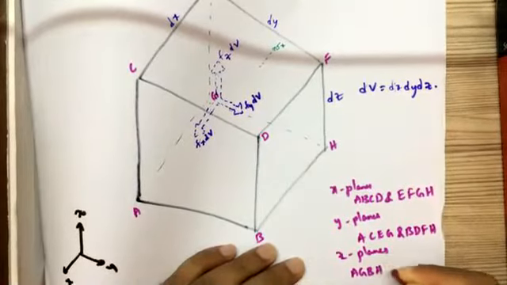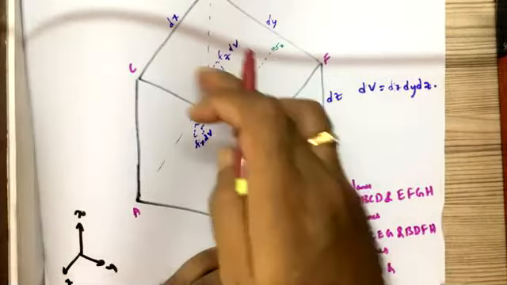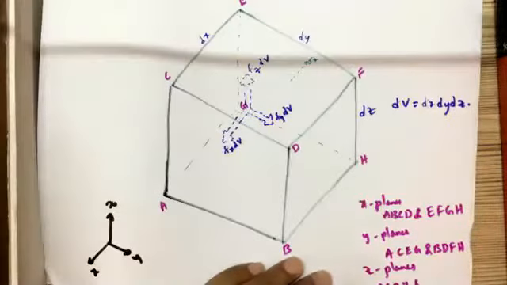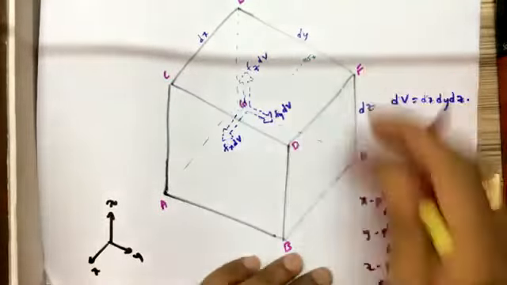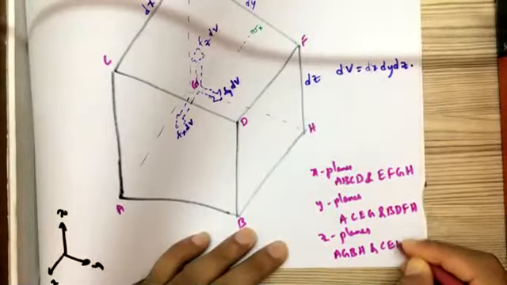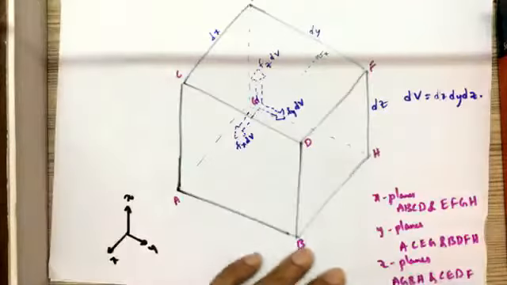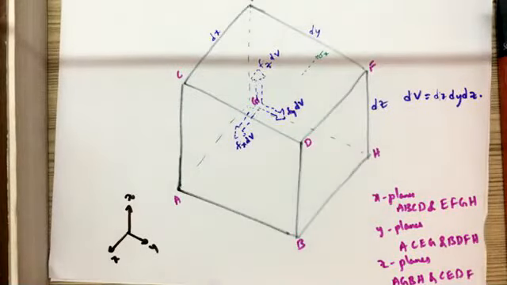AG, BH, and what is the top layer, top face? CEDF. CEDF. So these are the 6 faces that we have. Like obviously in a cube we have 6 faces. Fine. Right? Okay.